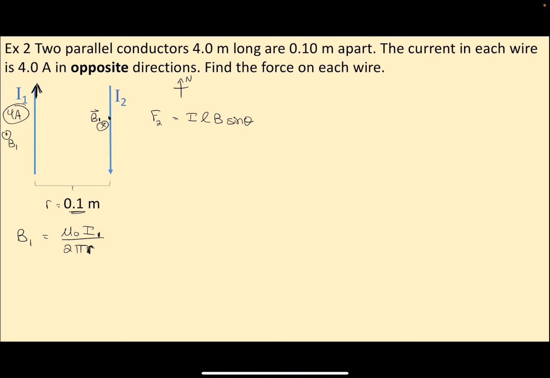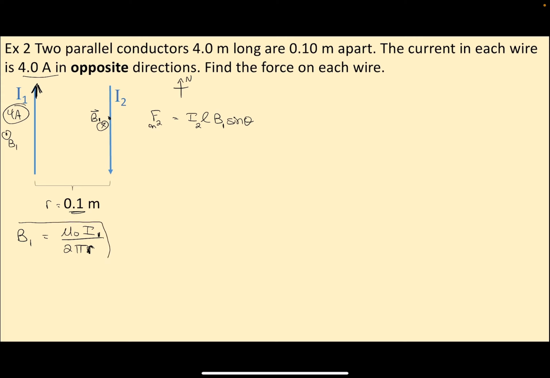So wire 2 carries that much current, whatever wire 2's current is, still 4 amps, but it sits in wire 1's B field. Okay, so this is kind of important. For the force on wire 2, it's wire 2's current here, but it's somebody else's B field right here. So wire 2's B field doesn't put a force on wire 2. Wire 2's B field puts a force on wire 1, and wire 1's B field puts a force on wire 2. It's like they're pushing each other or pulling each other or something like that.